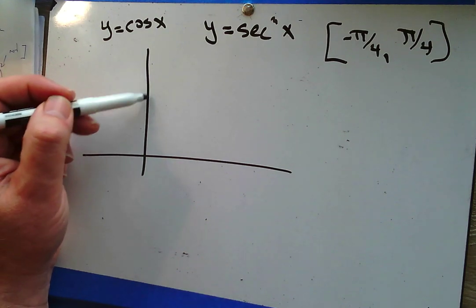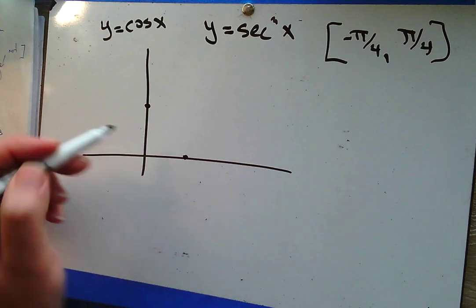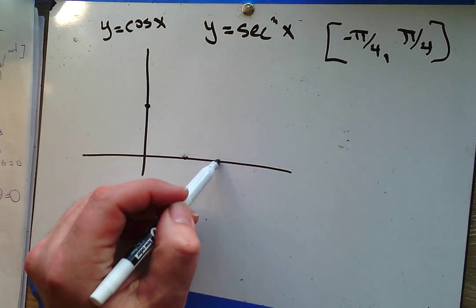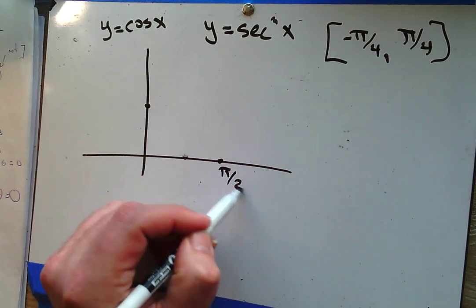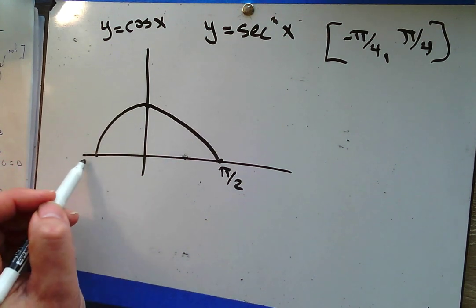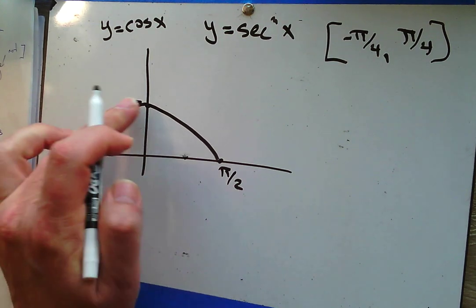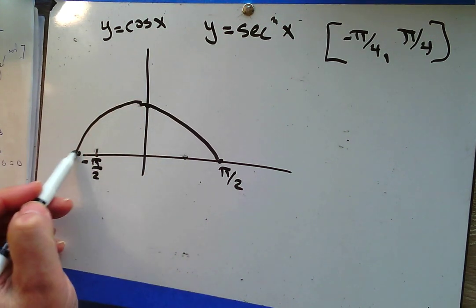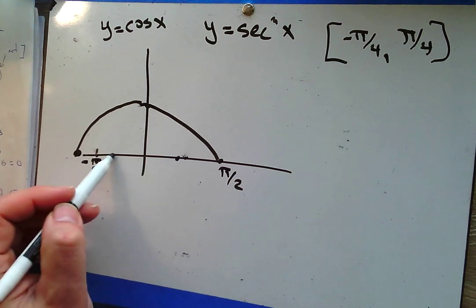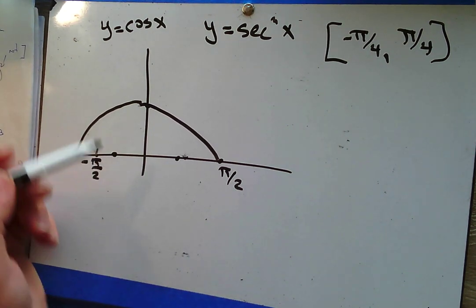Okay, cosine. Cosine starts high, goes low, actually goes low at pi over 2 to the midline, and back here, negative pi over 2. I guess I'm supposed to take that further. Okay, so pi over 4s would be here. And then what about secant squared?